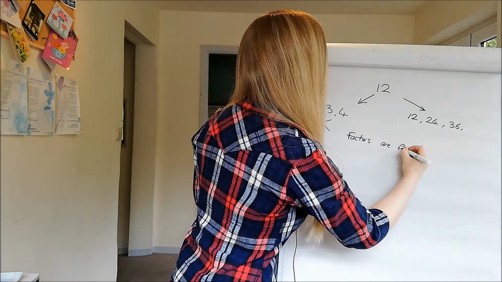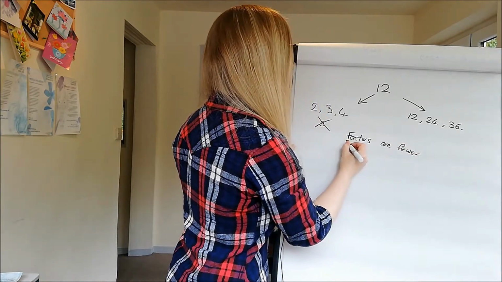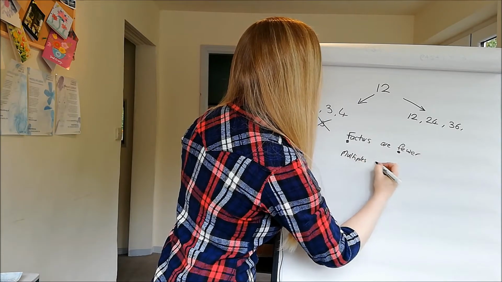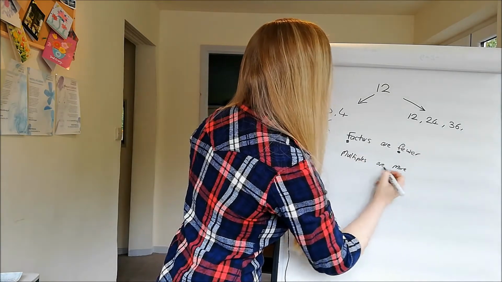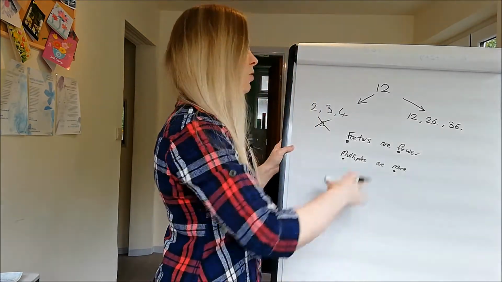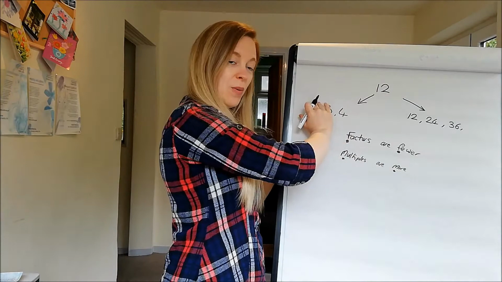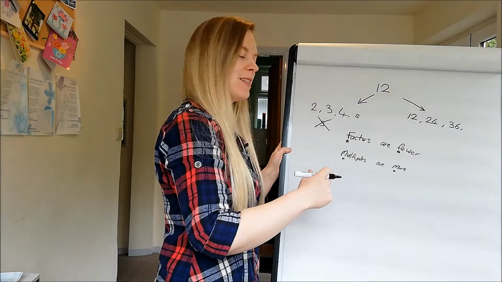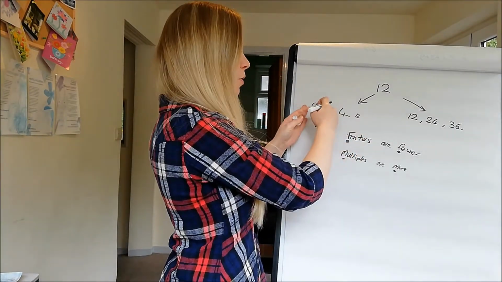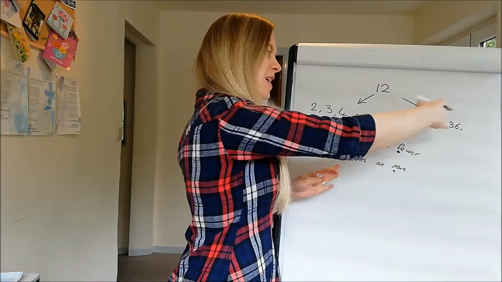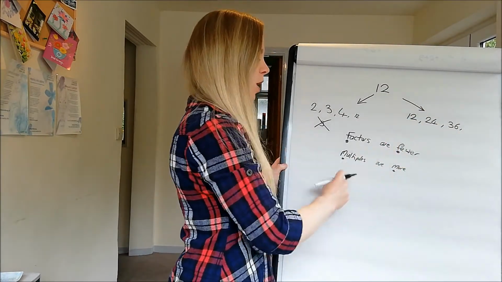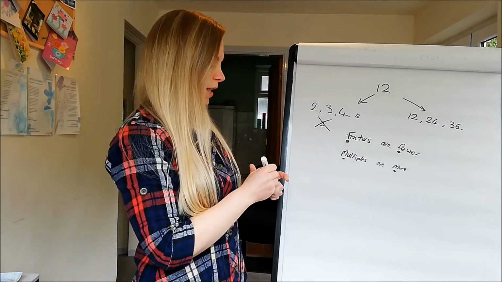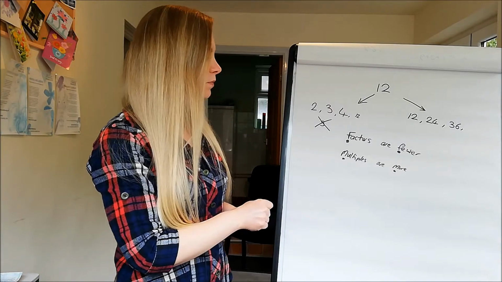factors are fewer, multiples are more, because the factors of 12 are less than 12, or 12 itself is actually a factor as well, because 12 goes into 12 exactly once, but factors are smaller numbers and multiples are bigger numbers. So factors are fewer, multiples are more, and that should help you to remember which is which. So that's what factors and multiples actually are.